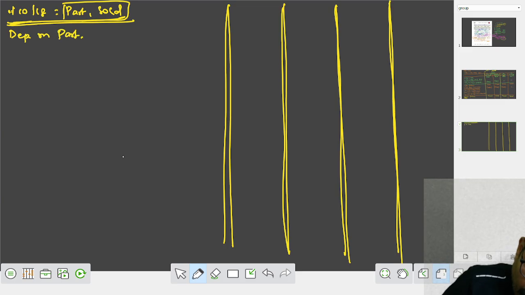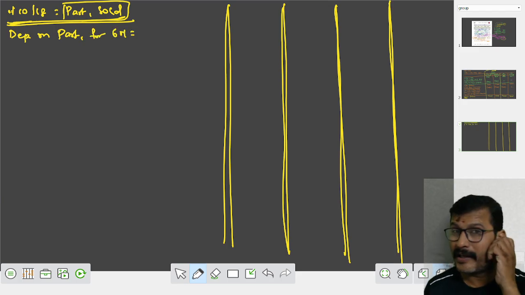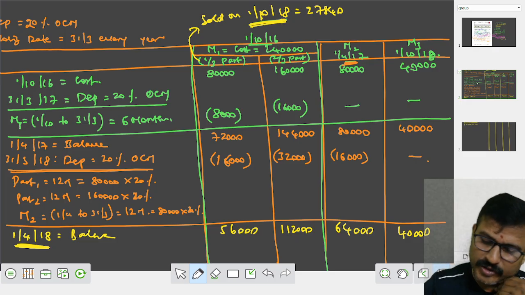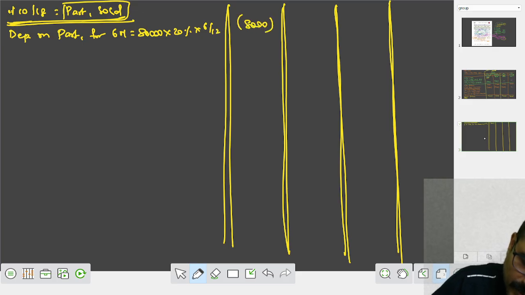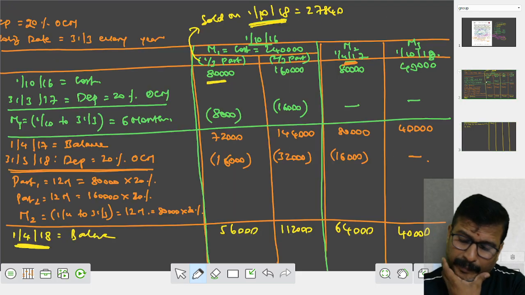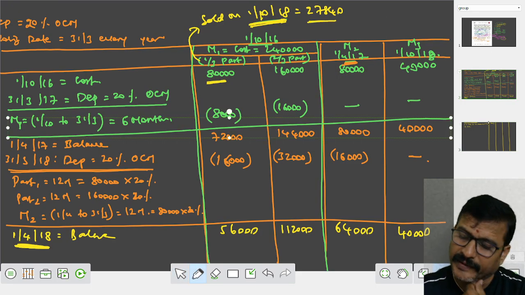Depreciation on part 1 for 6 months under OCM method, right? What is the original cost of the first part? 80,000 into 20% into 6 by 12 as 8,000. Sold part 1. See, part 1 is sold for how much? 27,840.